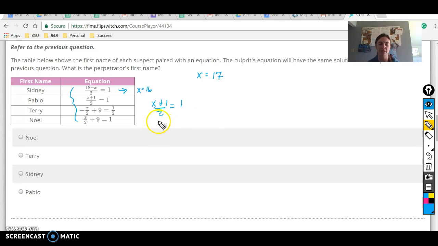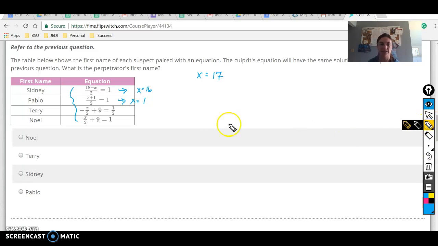So again, we're going to multiply both sides by 2, and we'll be left with them canceling out on the left, and on the right we'll get 2. So x plus 1 equals 2. If I subtract 1 from both sides, I get x equals 2 minus 1, which is 1. So again, we didn't come away with x equals 17. Instead, we came away with x equals 1.